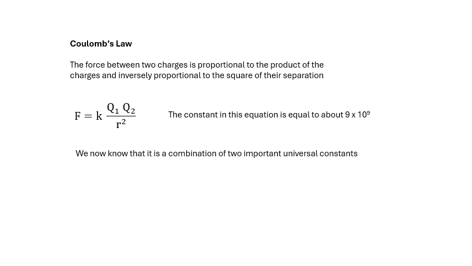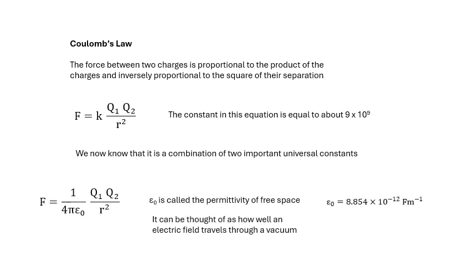In other words, F equals a constant times Q1 Q2 over R squared. The value of this constant is about 9 times 10 to the 9. We actually know now that it's a combination of two very important universal constants, and the full equation is F equals 1 over 4 pi epsilon naught Q1 Q2 over R squared. We know pi. Epsilon naught is called the permittivity of free space. There's its value there, which you'll be given.